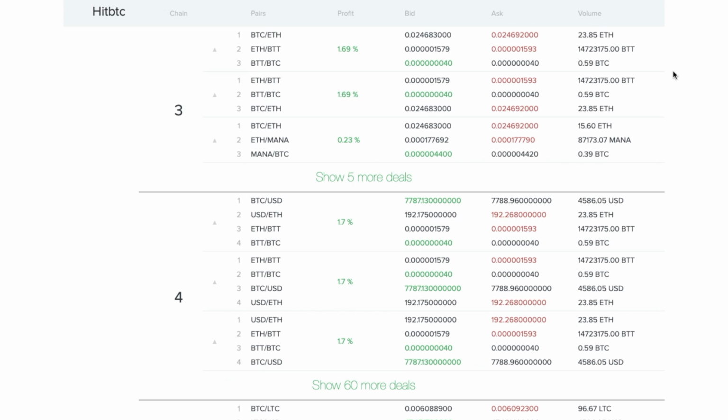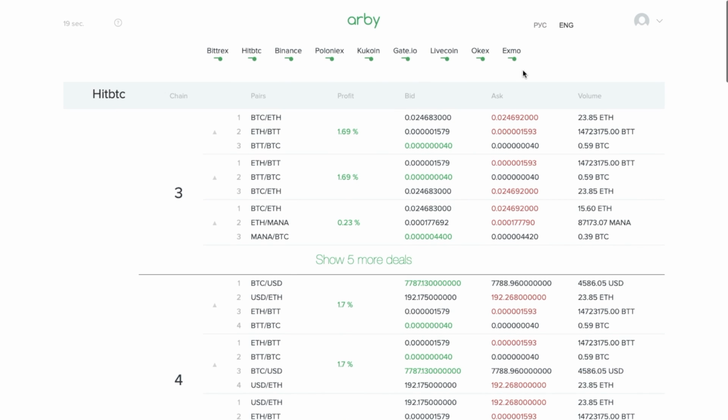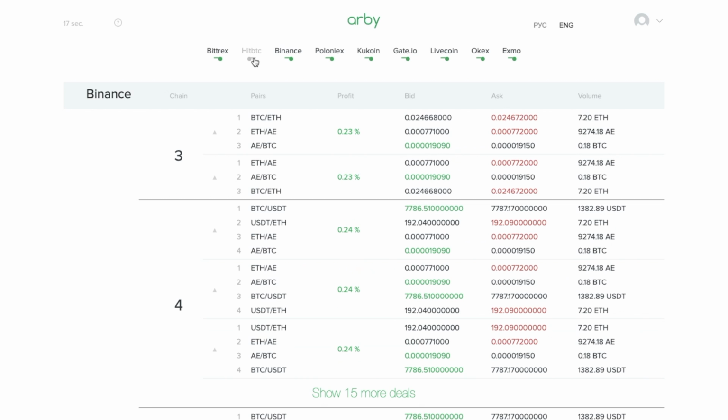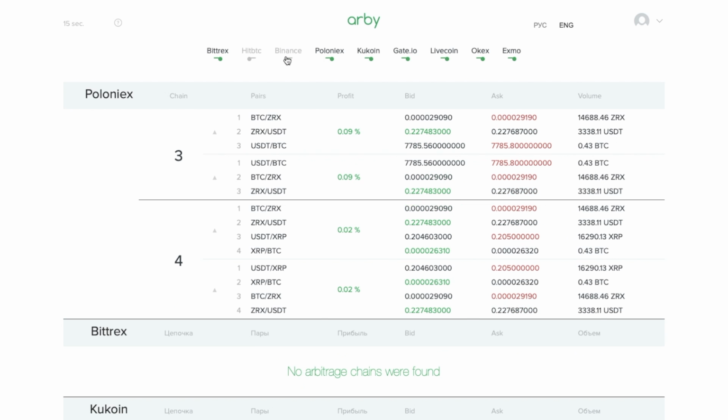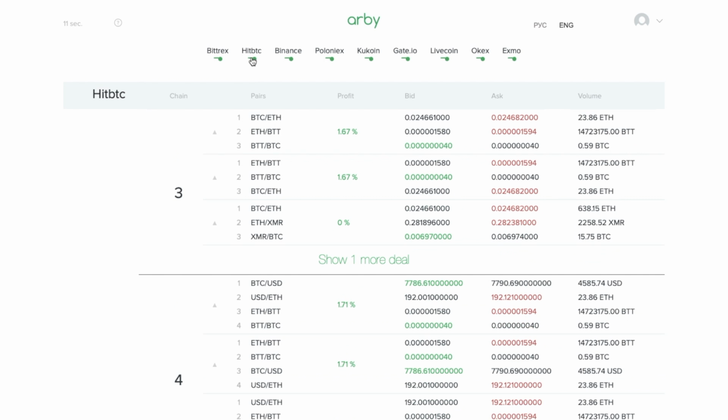Other table functions. Opposite every deal there is an arrow up button, which will keep a deal of interest on top of the group, to avoid losing sight of it after table data are refreshed. All of the exchanges connected to the screener are listed above. Beneath every exchange's name there is an on-off switch that can filter it out. This lets you customize the table and keep only exchanges of interest in the listing, making its perusal easier. All are on by default.